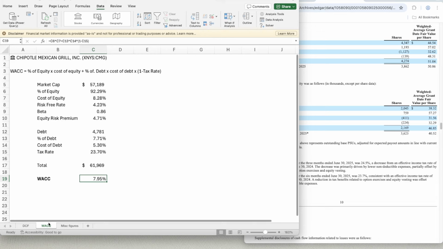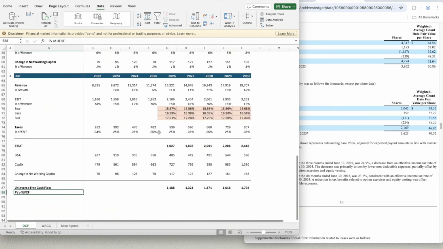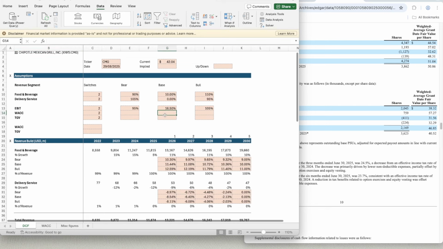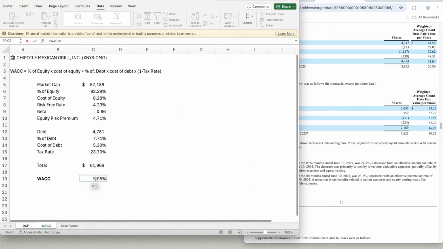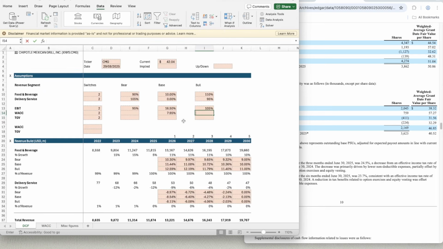And we can plug this in now. So we go back to the DCF. The WACC we can say is... and if we were going to go as a bull, on a bullish case, we would say minus, because a lower WACC is better for free cash flow.